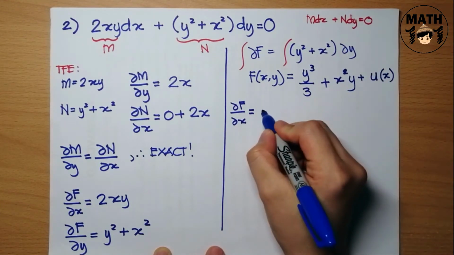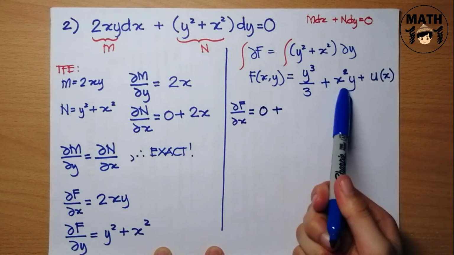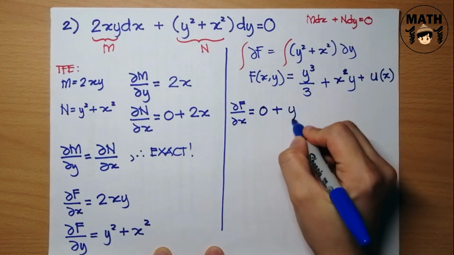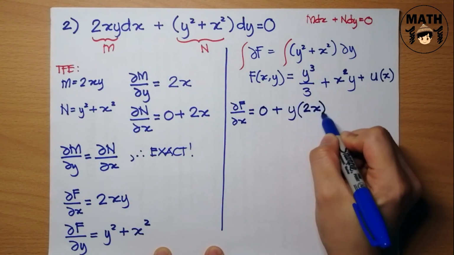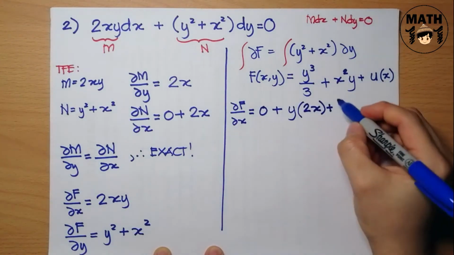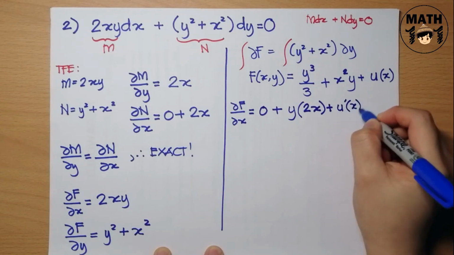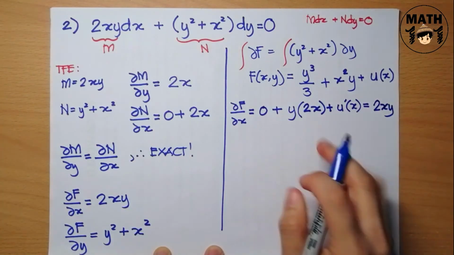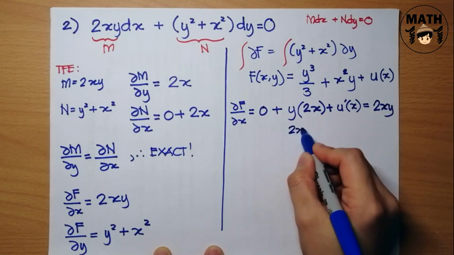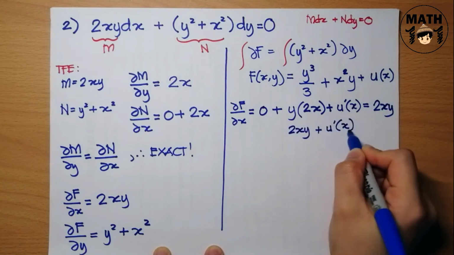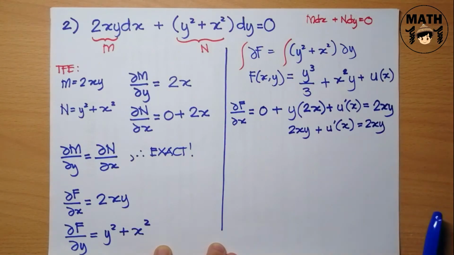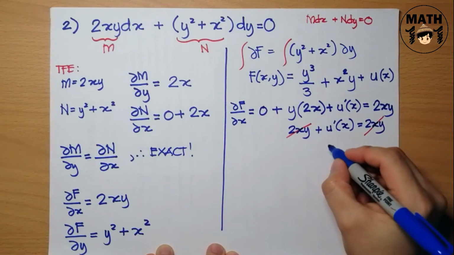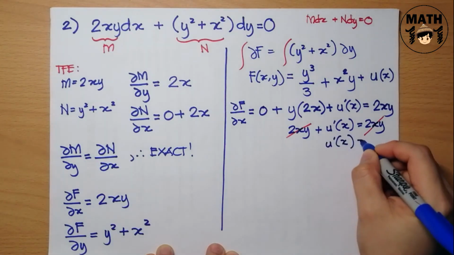Consider natin yung next. So, 0 plus the derivative of x squared y with respect kay x. Y is taken as constant. Derivative ng x squared is 2x plus derivative ng function ng x. So, u prime function of x, that is equal to this, 2xy. Simplify natin yung left side. 2xy plus u prime of x is equal to 2xy. We can see that we can cancel 2xy. Therefore, u prime of x is equal to 0.